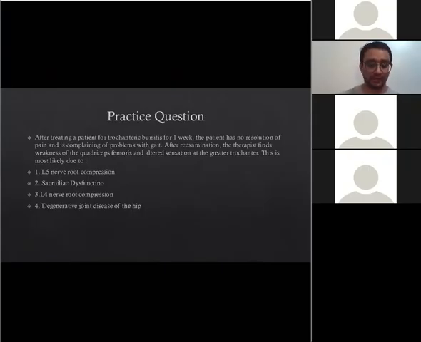After re-examination, you need to pay attention to these key things. We did a re-examination because now we suspect trochanteric bursitis is probably not the problem. So the therapist finds weakness in the quadriceps femoris. See, quadriceps femoris is weak. And there is altered sensation in the gluteal trochanter area. When sensation is lost or altered, that means we first suspect nerve.